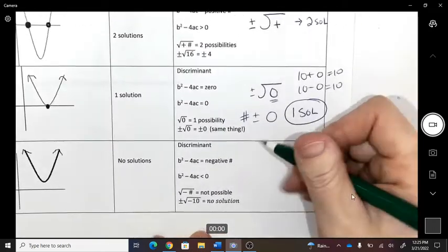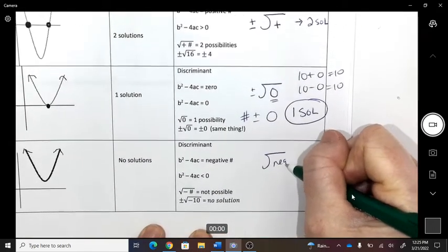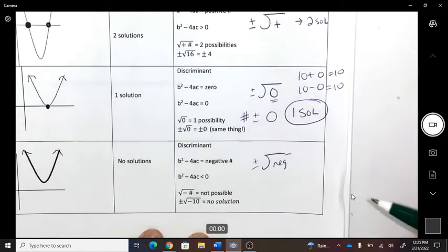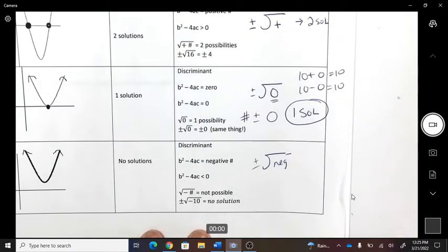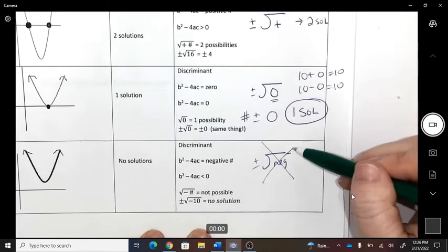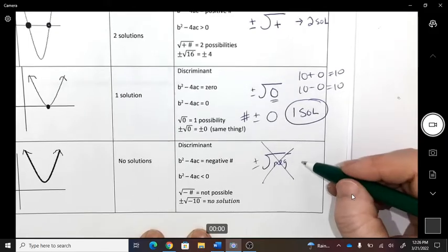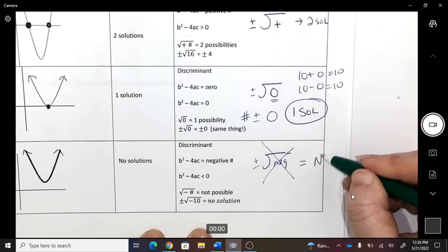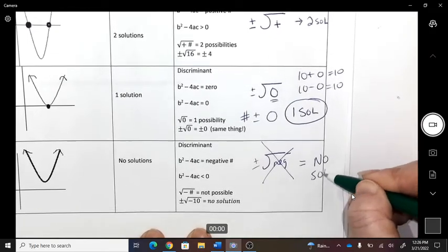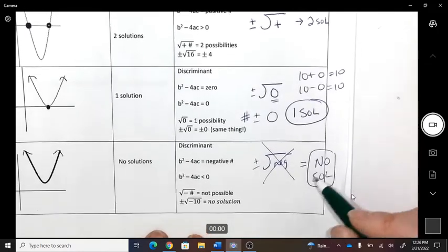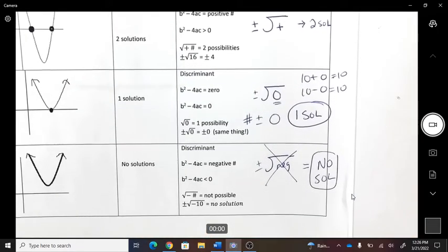What happens if the discriminant is a negative? What happens to us in math when we go to square root a negative number? Error. It doesn't work. So how many solutions are we going to have? No solution. So that's what this is all talking about.